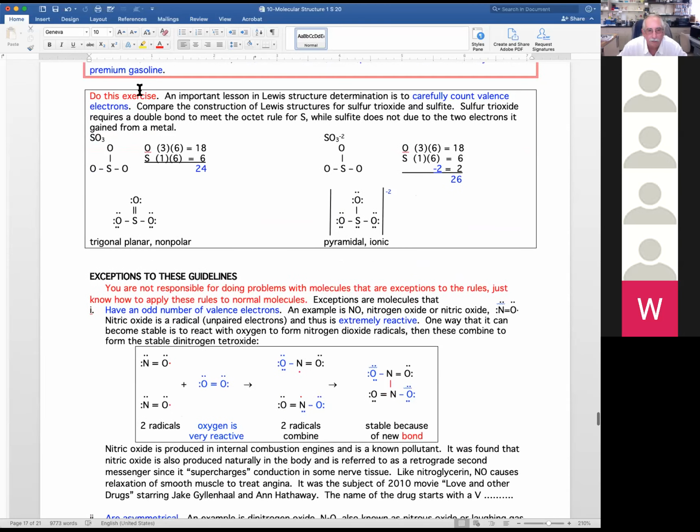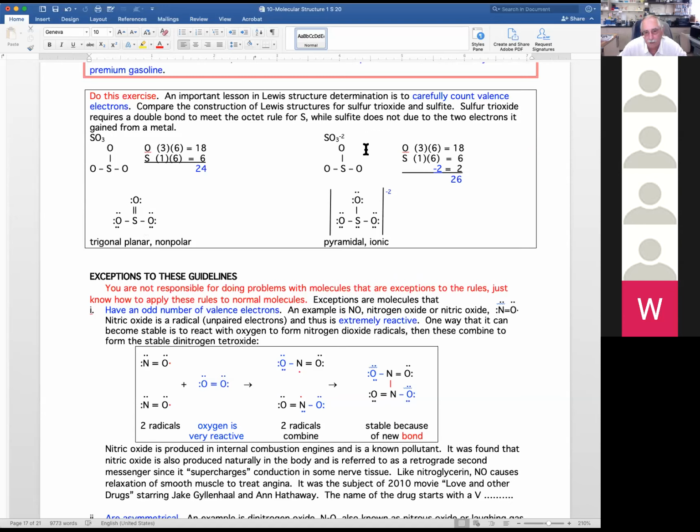So this is a very important exercise I hope that you will do. The lesson is count up your valence electrons very carefully. Otherwise, you'll be thrown off. If you look at sulfur trioxide, right? 24 valence electrons, you have to end up putting that double bond there to make sulfur happy.